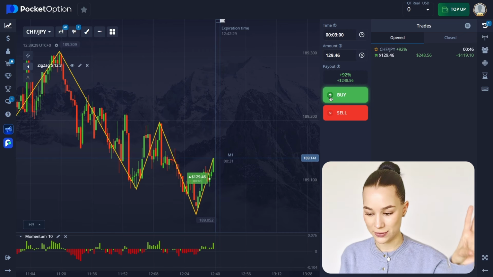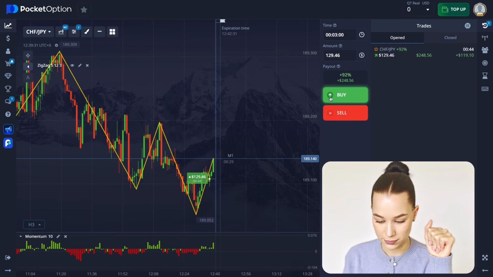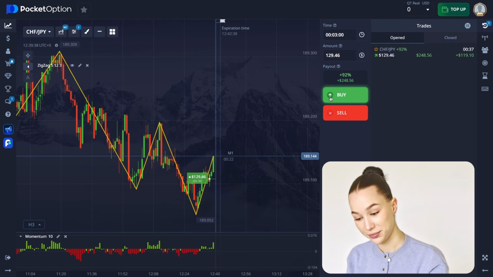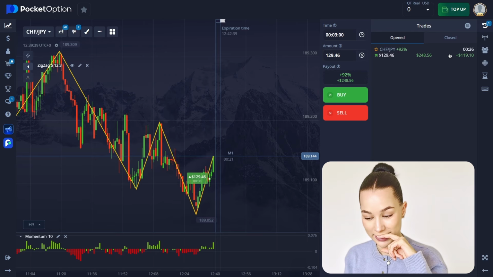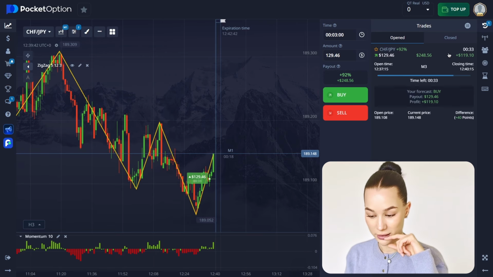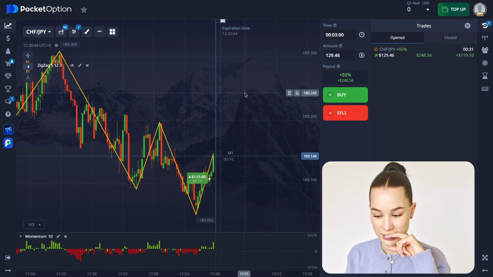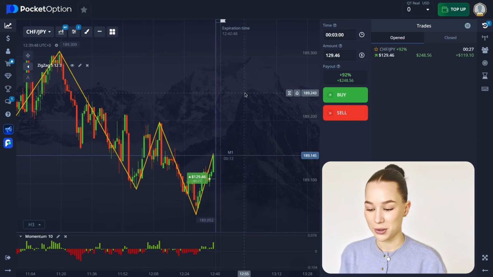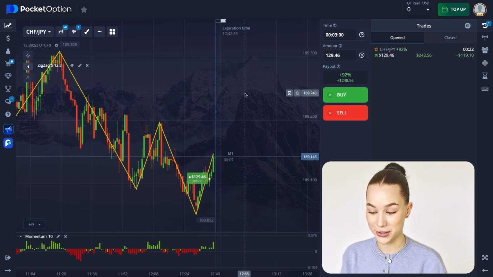So now it's 45 seconds till the end of a trade, and we are confidently in the plus. It's perfect. But at least in this case, we're going to get a pretty good result, almost doubling our amount of money on the balance. That's pretty interesting. Okay, let's wait.